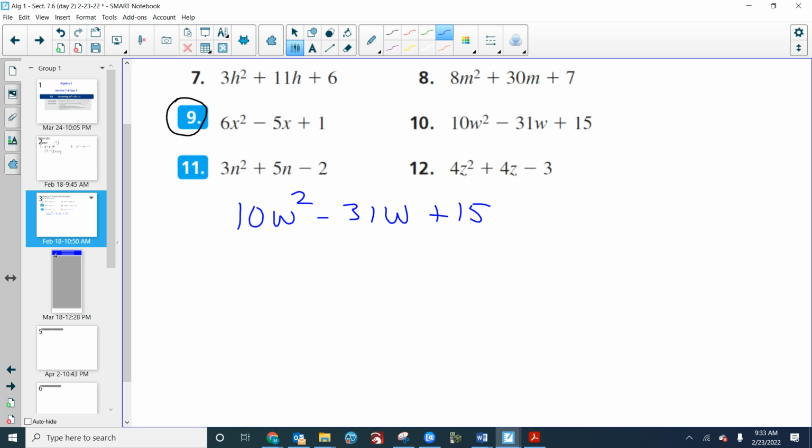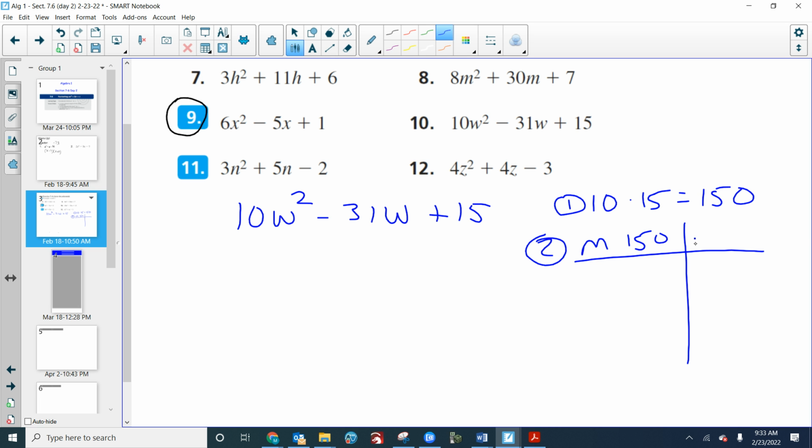Matthew, what's step 1? Multiply 10 and 15. What do you get, brother? 150. Okay. It's just a big number. It's a pain in the patooski, but that's what we got. What's step 2, Matt? What multiplies to 150 but adds to what? Negative 31. Now, guys, here's half the ticket if you pay attention to this. The signs tell you so much. This tells you both of them are the same sign, and they're both what? Negative.